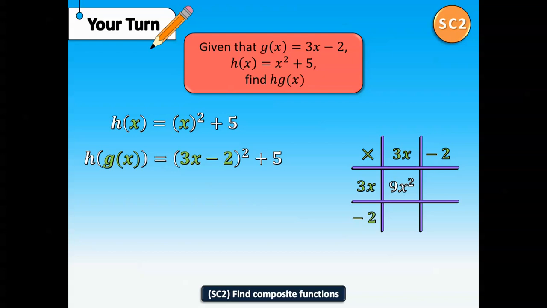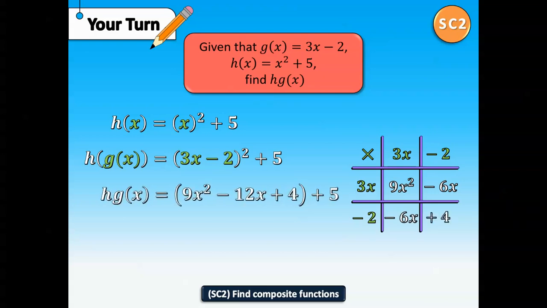3x times 3x is 9x squared. 3x times minus 2 is minus 6x. 3x times minus 2 is minus 6x again. And minus 2 times minus 2 is positive 4. We can simplify that. So our final answer is 9x squared minus 12x plus 9.